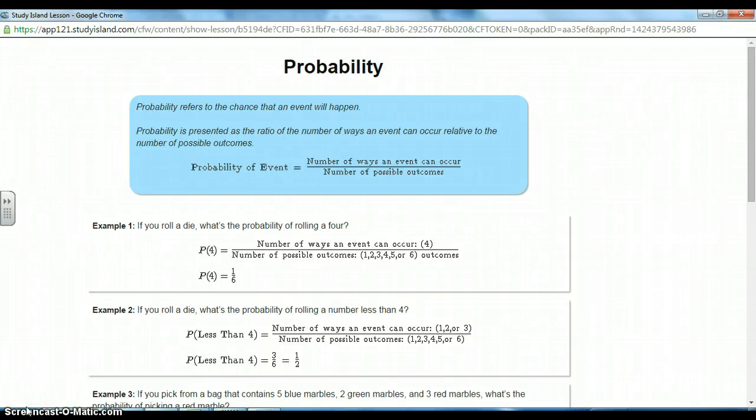Okay, this video is about probability. You have been doing probability for a while. I'm sure you did it the last several years too. So we're just going to do a refresher over probability. This is something you want to memorize.